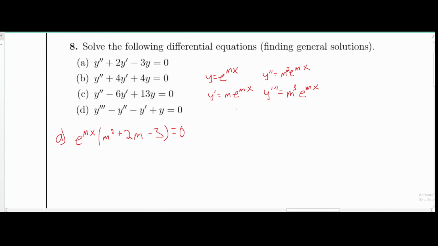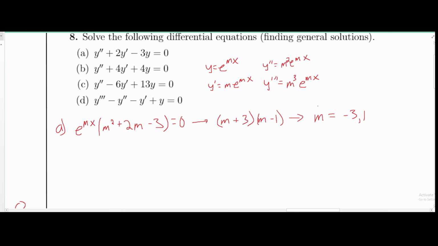So when we plug our values into part A, we get e to the mx in parentheses m squared plus 2m minus 3. We factor out the e to the x because all of our y's have an e to the x in front of them. So after we factor this, we get m is equal to -3, 1. So that is our m values.